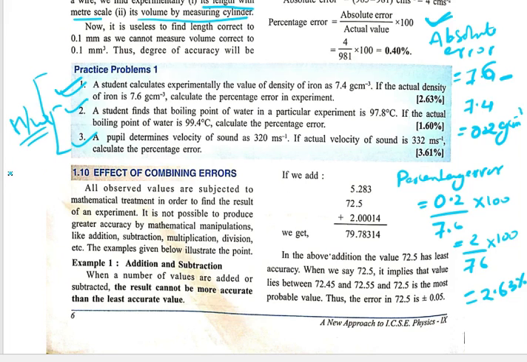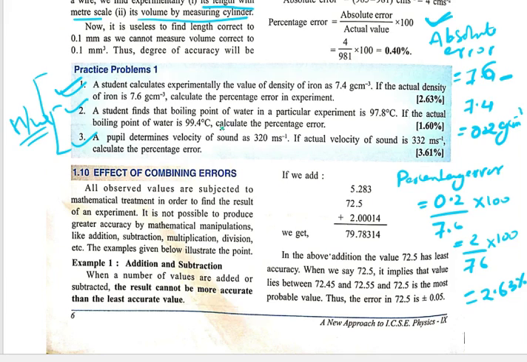Okay, fine. Next we have the effects of combining error. Effects of combining error means that all observed values are subjected to mathematical treatment in order to find the result of an experiment. So it is not possible to produce greater accuracy by mathematical manipulation like addition, subtraction, multiplication or division. We will give some examples, and with these examples we can understand the effect of combining error.